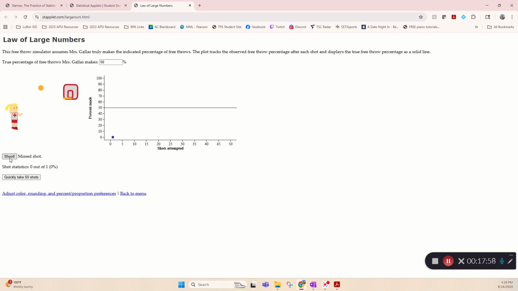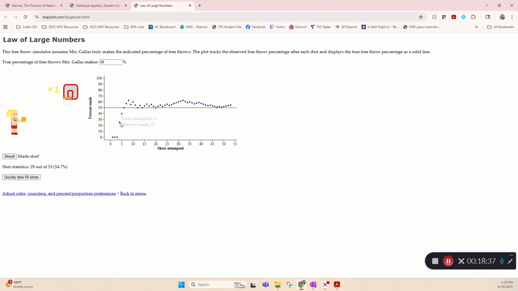So, oh, they missed. So now their probability is 0%. They shoot again. They miss again. 0%. Miss again. 0%. So far, they've attempted 3 shots and made 0. You're like, wait, we were talking about coins. Now we're shooting basketballs. I still have 50% as the theoretical probability. So instead of us sitting there and just doing it over and over, I'm going to have them do 50 shots.